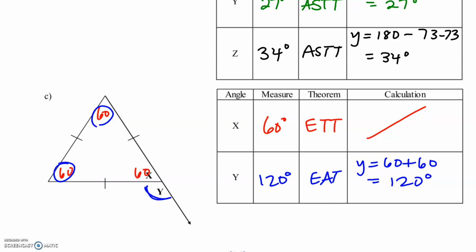Now I could also, if I go back, I'll put in my 60s again. I could also get y by doing SAT right here, and that will still give me the 120.